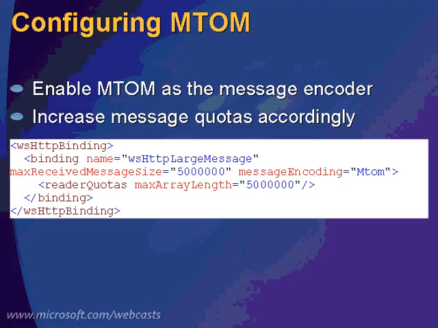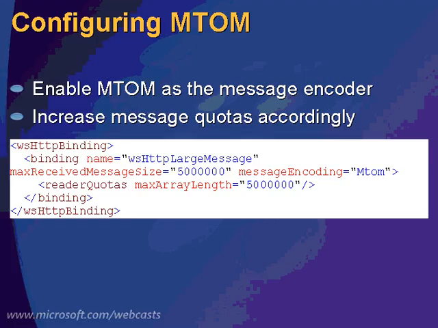Now, you can enable MTOM very easily. All this might sound complex, but the truth is all you have to do is enable MTOM, and then, of course, increase your message quotas according to the size you want to allow for that particular binding. So if I want to allow 5 meg, then I limit it to 5 meg. And that means I have to increase not only the message received size, but also the maximum size of array length.